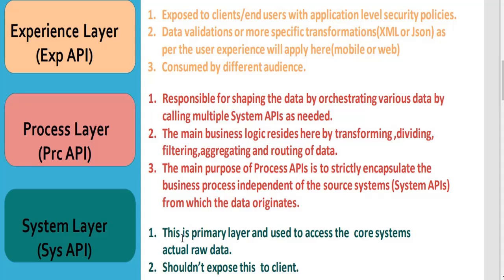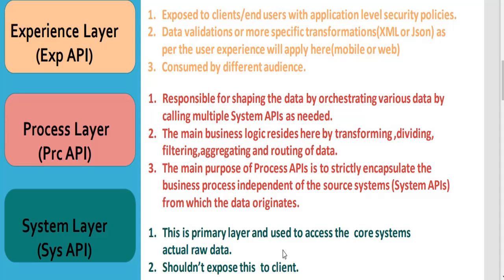And this system API is never exposed to the client because the actual raw data is available here. So we should not expose this system API or system layer to end users. This is only for developers, like our purpose. We are going to build the system API and process API, and we should not provide the system API and process API details to the end users. End users means those who are going to consume your application or your API in their services. So we should not provide these two details to end users.